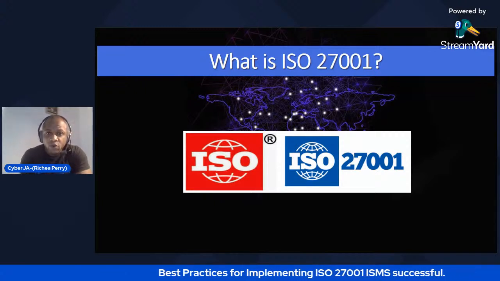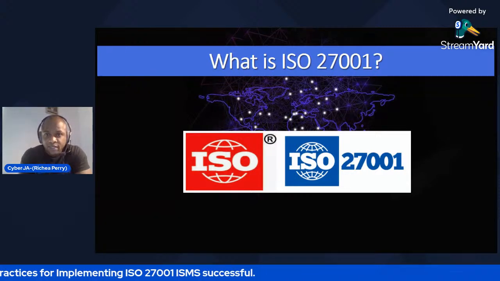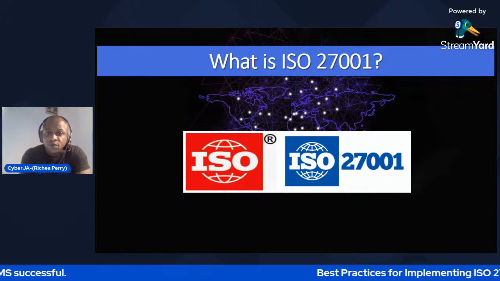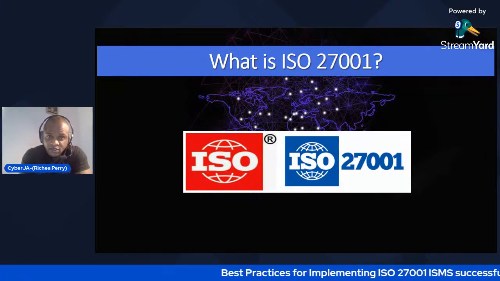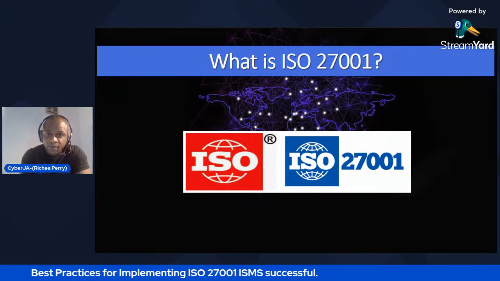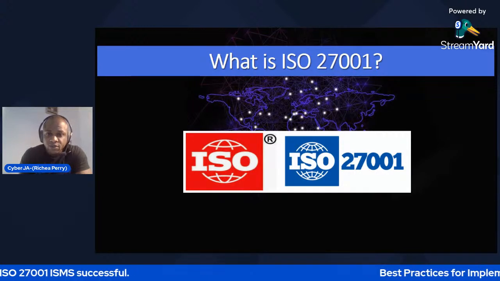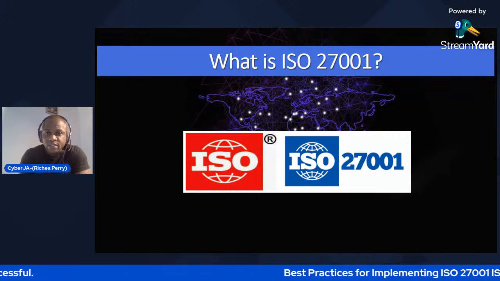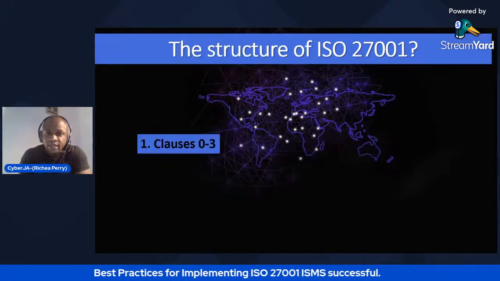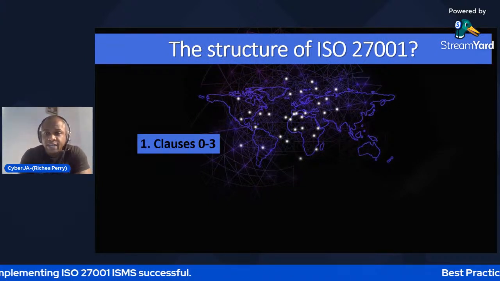Right? So the requirements set out in the ISO 27001 are generic and are intended to be applicable to just about all organizations, regardless of its type, size, or nature. That's very important. Okay, so with that said, now that we have an understanding of what ISO 27001 is all about, let us now look at the structure of the ISO 27001.